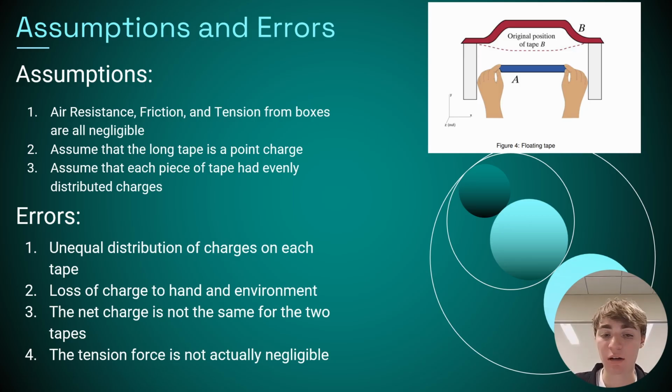And the errors that result from this could be actual unequal distribution of charges on each tape not being accounted for, a loss of charge to the hand and the environment, as well as the effect of the neutral hand being present. The net charge not actually being the same for the two tapes, just as a result of the methodology, and then the tension force not actually being negligible, applying some downward force on the piece of tape.